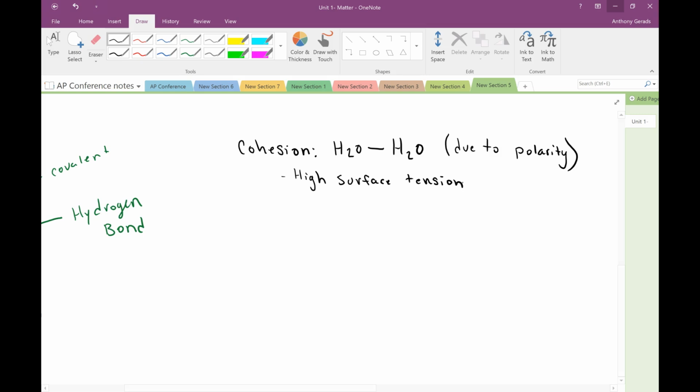And not only do we have cohesion, we have adhesion. Which is water sticking to what? Not water stuff. Other polar stuff. Teamwork makes the dream work. So this is why it sticks to glass. This is why it sticks to the inside of the xylem in a plant so water can be pulled up.